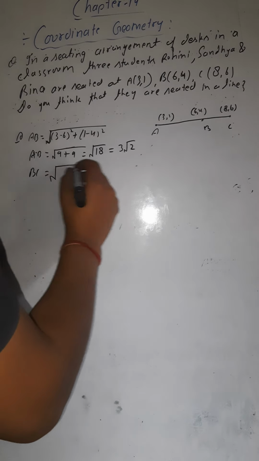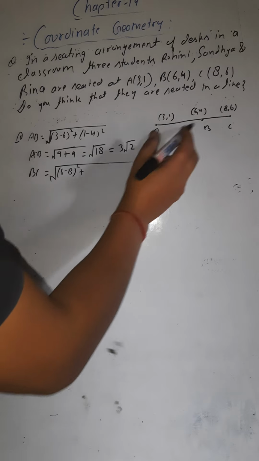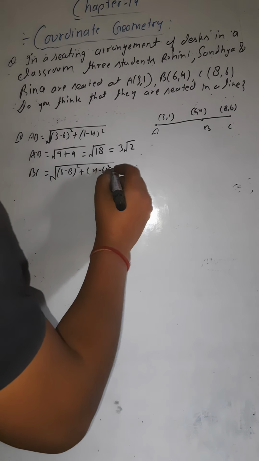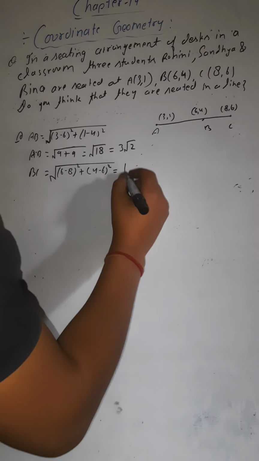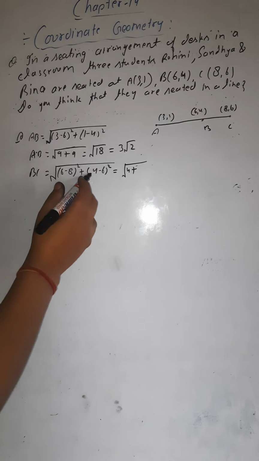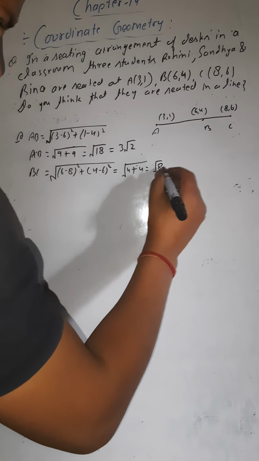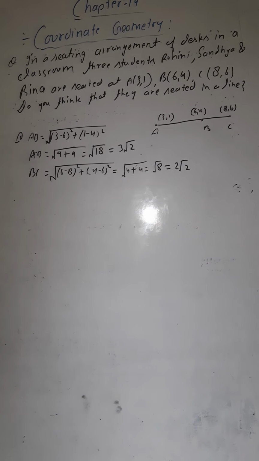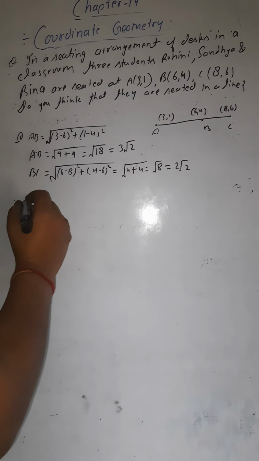BC is the square root of (6 minus 8) whole square plus (4 minus 6) whole square. So it would be how much then? 6 minus 8 is minus 2. Square of minus 2 is 4. Similarly, 4 minus 6 is minus 2, square of minus 2 is again 4, so it would be under root 8. Again, you can write it as 2 under root 2. So BC would be 2 under root 2. Now let's find out the third one, that is AC.